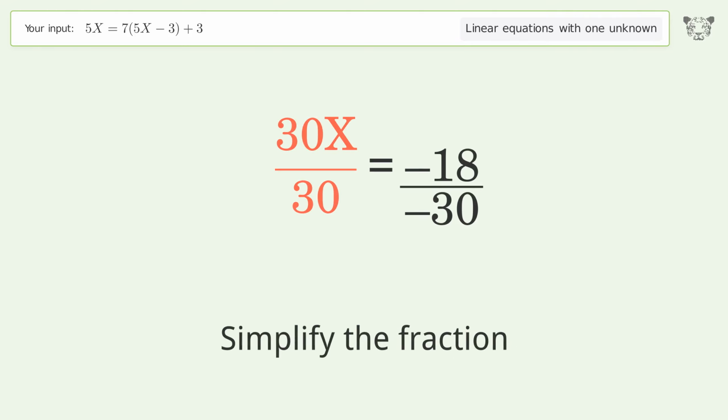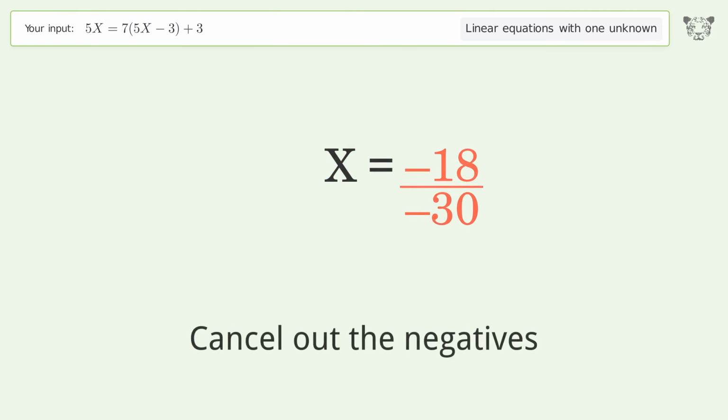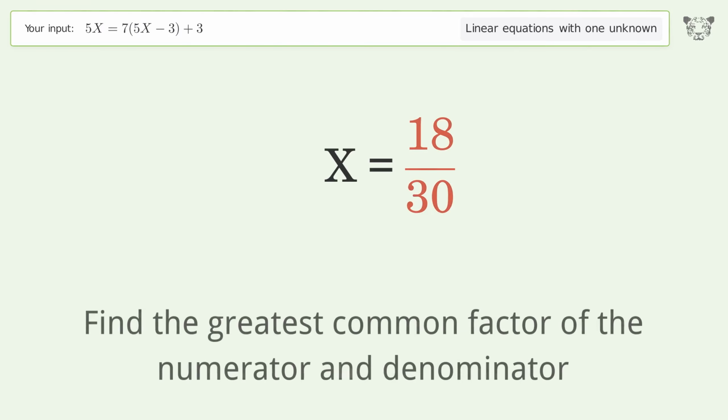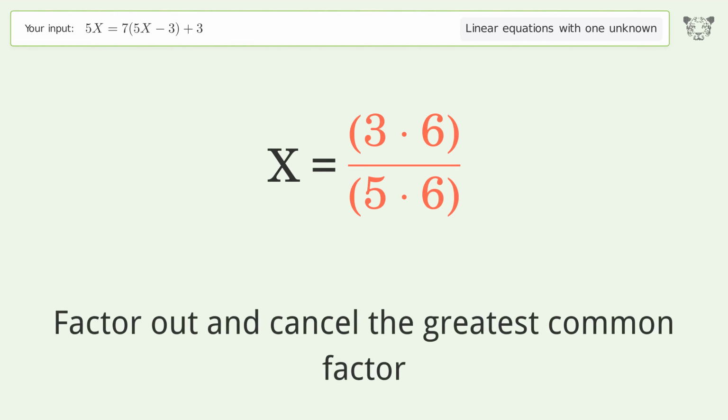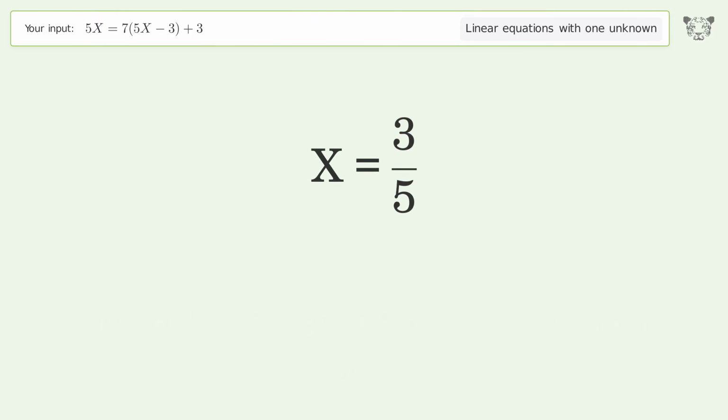Simplify the fraction. Cancel out the negatives. Find the greatest common factor of the numerator and denominator. Factor out and cancel the greatest common factor. And so the final result is x equals 3 over 5.